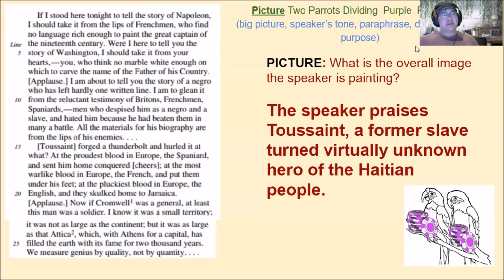Okay, now we get to the introduction. I think the introduction is the most important part of the work. Too many students want to gloss over an introduction and just write whatever and get to the body paragraphs. But if you set up a strong introduction, then you will have a strong essay, because the rest of your essay is just a matter of proving what you said in the introduction. And the mnemonic device that I teach students to use for this is picture two parrots dividing purple poker chips.